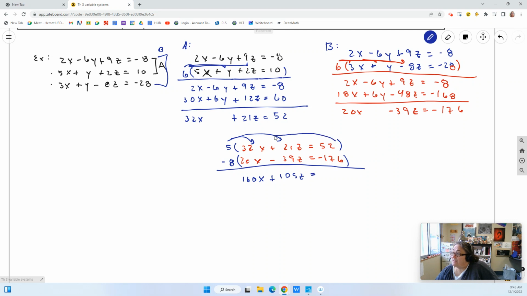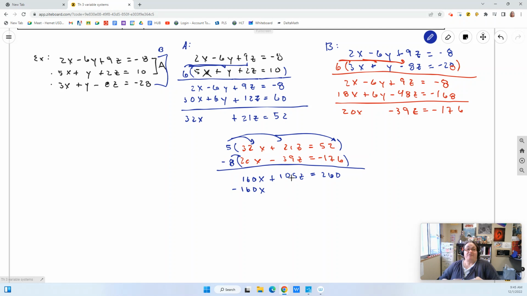52 times 5, I don't know what that is off the top of my head. It is going to be 260. Do you get to use a calculator for this? Absolutely. You don't have to do all of this multiplication in your head. This is going to give me negative 160. It's why I made the 8 negative.